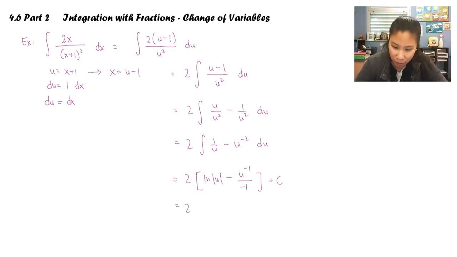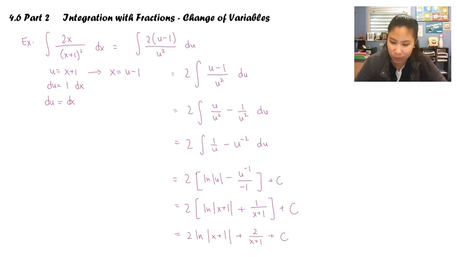All right, and then we just got to plug our u back into our original equation. So it'll end up being 2 times ln of the absolute value of x plus 1, minus, or well, plus, because we have minus and then a negative 1 on the bottom. So this u to the negative 1 power will turn into 1 over x plus 1 plus c. And then just distributing out that 2, I'm just going to rewrite this as 2 ln absolute value of x plus 1 plus 2 over x plus 1 plus c, and that's my final answer.